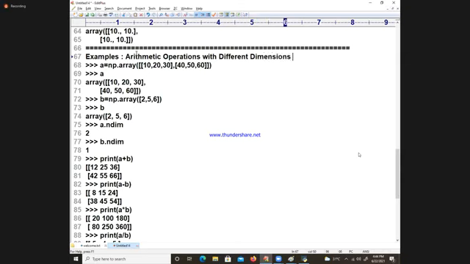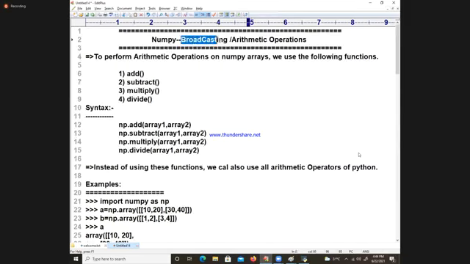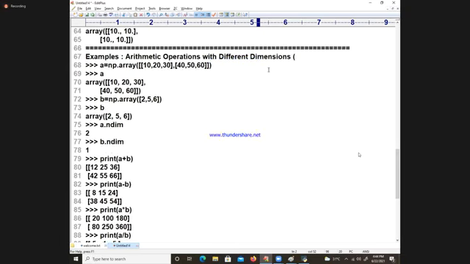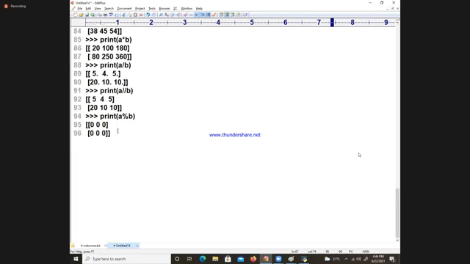With the different dimensions, in the bracket I will write it. This type of process is known as broadcasting. So we have different dimensions here, and we are getting the result.